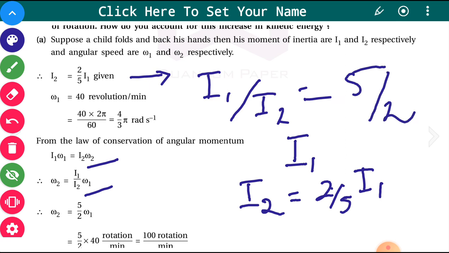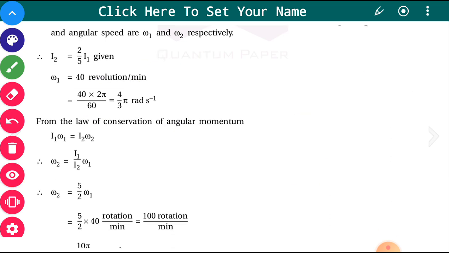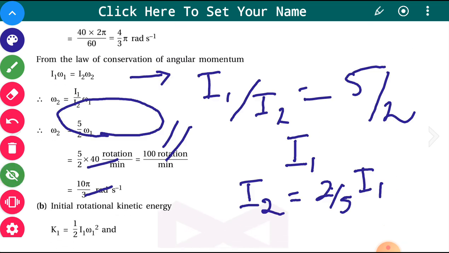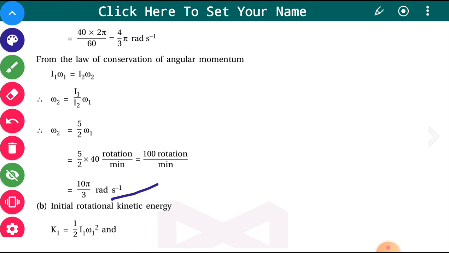Omega 1 is calculated here in radian per second. 40 revolutions per minute, so 40 into 2 pi divided by 60, the minute converted into seconds. So 4 by 3 pi radian per second it becomes. Just place these values and get the answer for omega 2, very easy.